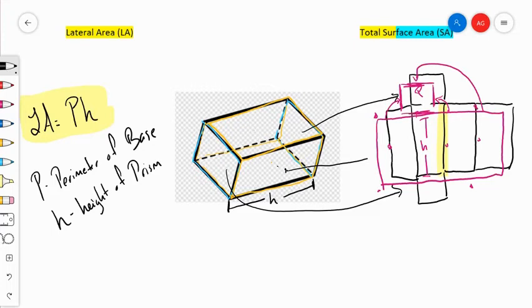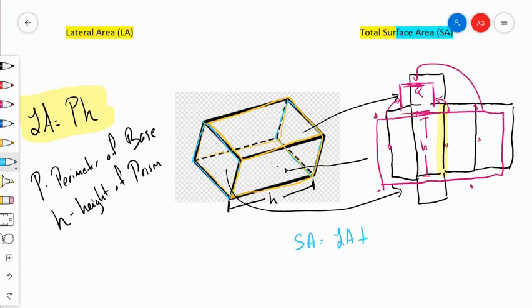Okay. And so now let's talk about total surface area, which we're going to define as SA. Total surface area is going to include my lateral area, so put LA, plus... if I'm looking for the total surface area, that means I'm looking for all the areas, which includes the lateral area and the area of the bases. The lateral area gives me everything around except the bases, so the only thing missing is the area of the two bases.